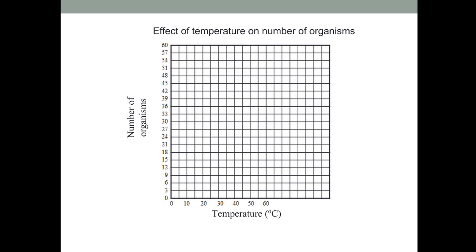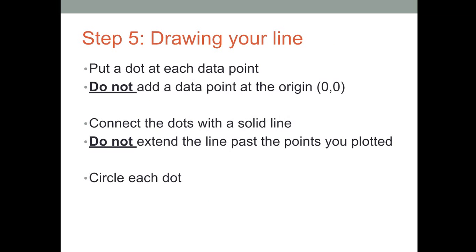So, if we take a look, our graph will look like this. We still have our scale there. Temperature is labeled on the bottom, number of organisms on the side, and our title for the graph says the effective temperature on the number of organisms. Then, when we actually finally put the data on the graph, there are some specific things you need to do.